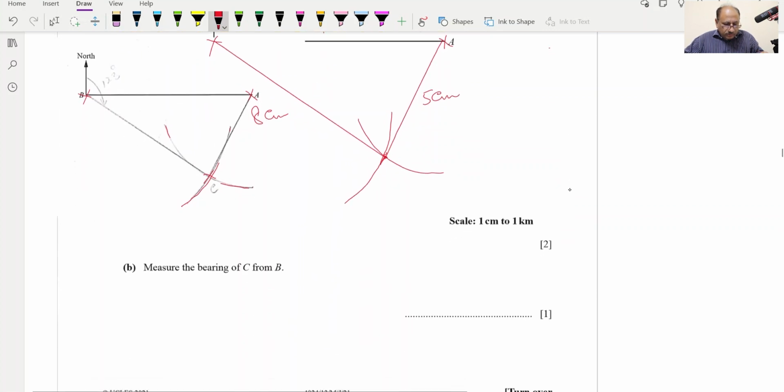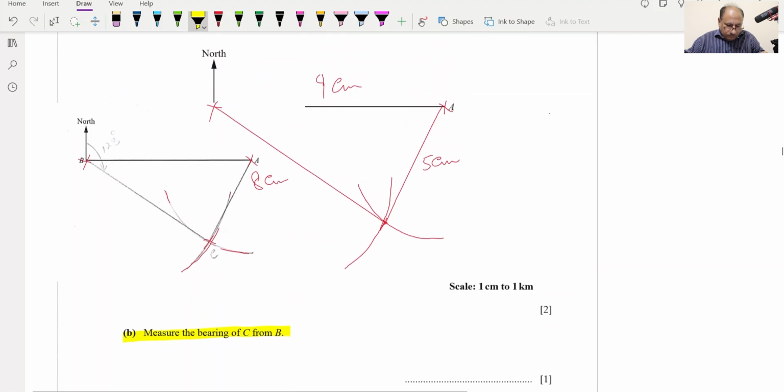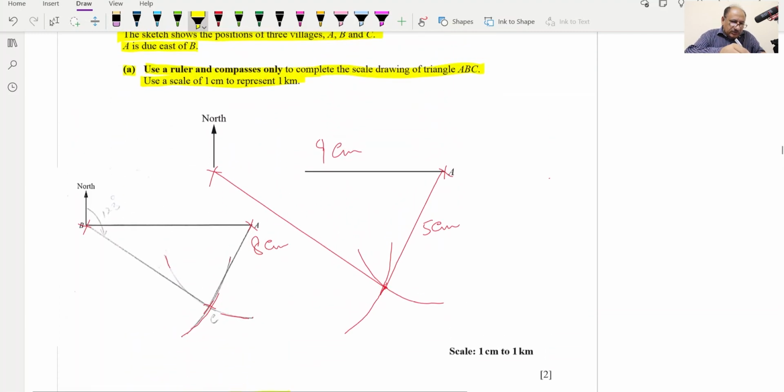Hopefully you understood this. Then B part says measure the bearing of C from B. So the bearing of C from B is which one? It is this one, this bearing, and this bearing we can measure by putting our protractor. So this angle, this one is already 90 degrees, so 90 plus this angle we will be measuring.